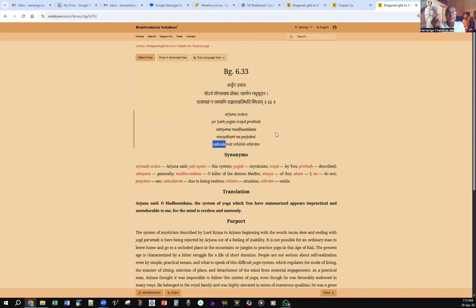The audience is asking questions. Say Suta Goswami and Shaunak Rishi. So Shaunak Rishi, who is representing all the 88,000 rishis in Naimisharanya, is asking questions. Suta Goswami is responding. Parikshit is asking a question, and Shukdev Goswami is responding. Arjun is asking a question. Krishna is responding. So asking questions is a very, very valid thing, but asking questions in a submissive way. So Arjun is being submissive here.